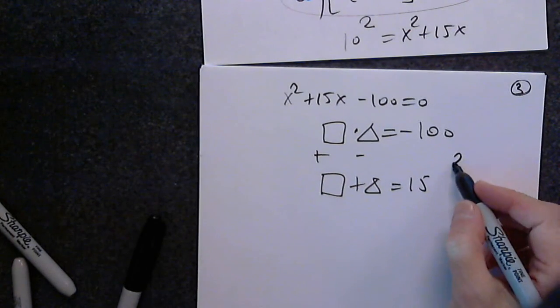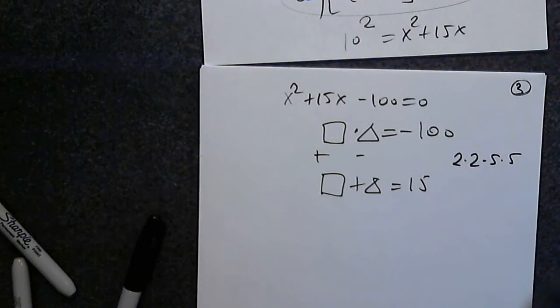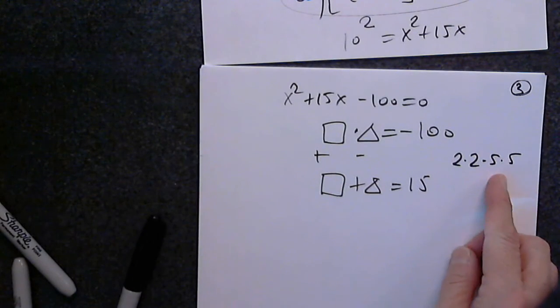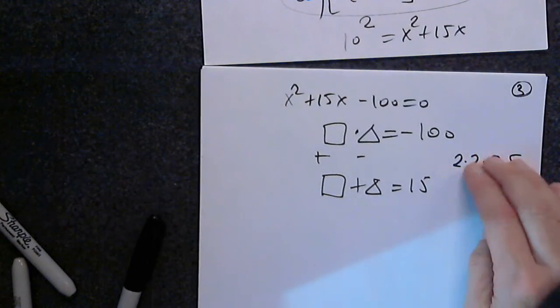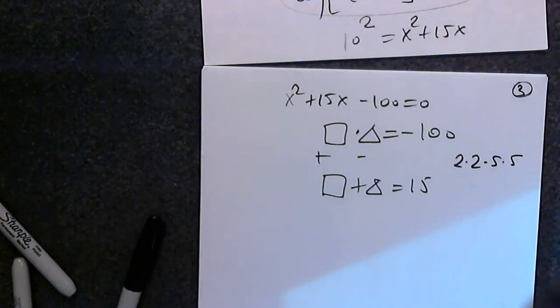So 100 is 2 times 2 times 5 times 5. 10 times 10. 2 times 2 times 5. So let's say if we can get a positive number and a negative number that will add up to 15. Can we find that? Using all these, group them into two numbers whose difference is 15. If not, it's okay. Let's find the solutions with the quadratic formula.